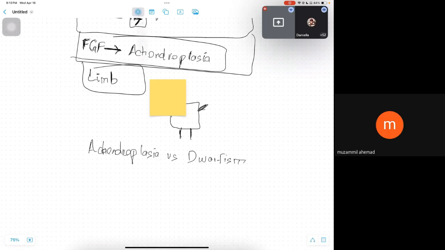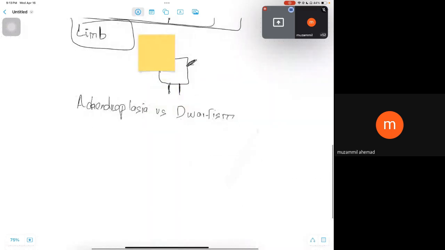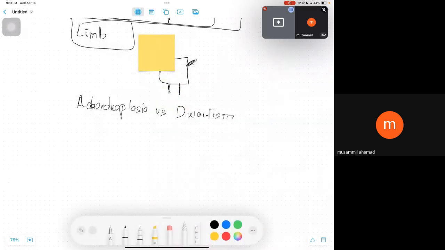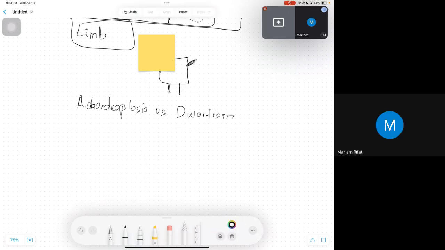Okay. And another question: what is the most common cause of hypopituitarism in children? Craniopharyngioma. Yes, exactly. So the most common cause of hypopituitarism in children is craniopharyngioma. So craniopharyngiomas will lead to dwarfism in children. Okay.